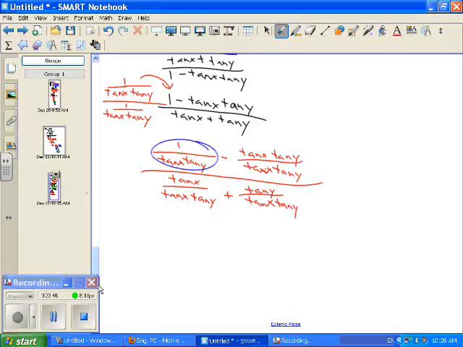Cancel time. So what is this really? That's cotangent of x times cotangent of y. Okay. And then what's this really? 1. And then these cancel, so I get 1 over tangent of y. It's cotangent of y. And then these cancel, so I get 1 over tangent of x. So I'm going to get cotangent of x.